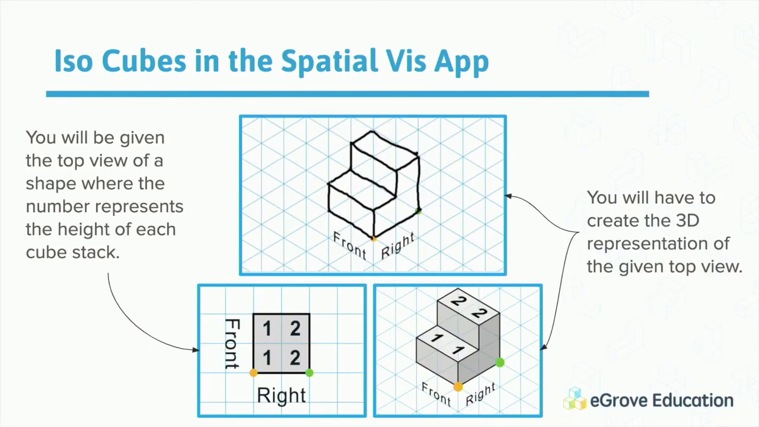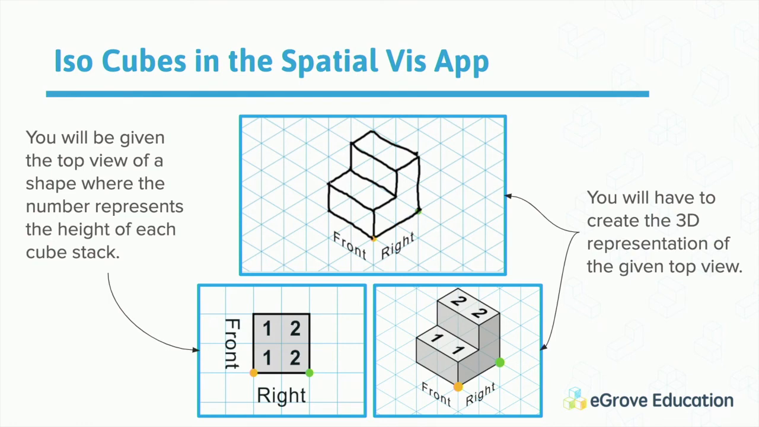Okay, so in this particular IsoCube lesson, what you're given on the bottom left is the plan view. So this is the top view of the shape that you're going to end up drawing. It's a two-dimensional view, and you're given some dots like the yellow and green dot, which help you orient how you want your isometric or 3D structure to look. And the numbers on the top view represent the height of each cube stack. So on the left-hand side by the yellow dot, you're 1 cube high, and when you get closer to the green dot, you're 2 cubes high.